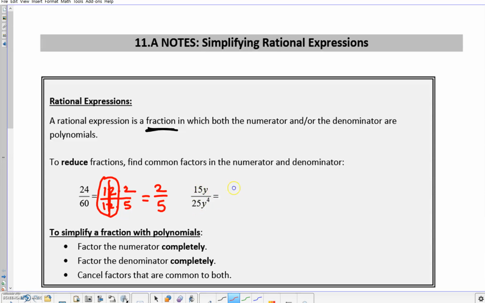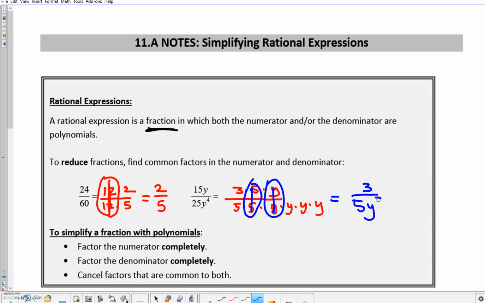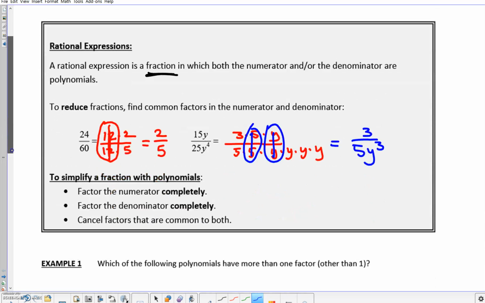15 over 25y cubed, we might say, is 3 times 5 times y, divided by 25, which is 5 times 5. And then let's just write it out as y times y times y times y. Then we can cancel that. So again, 3 over 5 is not going to reduce, but 5 over 5 makes a 1. And then y over y also makes a 1. And what we're left with then is a 3 in the numerator and 5, and then y times y times y, so 5y to the third in the denominator. So we can reduce our fractions that way.